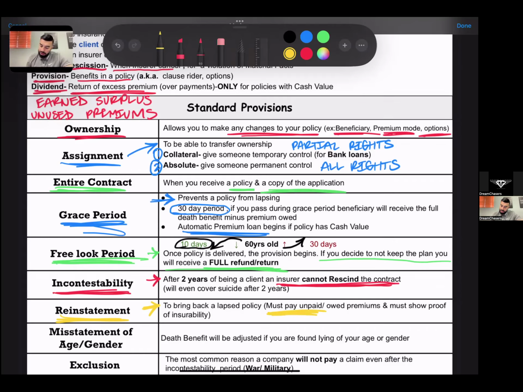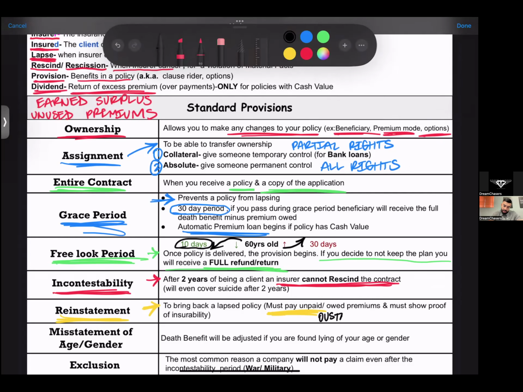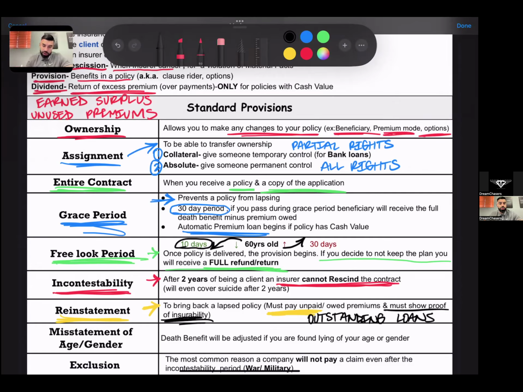Now I also have to pay any outstanding loans. So if it's a whole life policy, if there's any outstanding loans, then I have to pay those as well. And I also must show proof of insurability. So what that means is that I have to do another blood and urine exam to show that I am still healthy, like when I first applied for the policy. Okay.